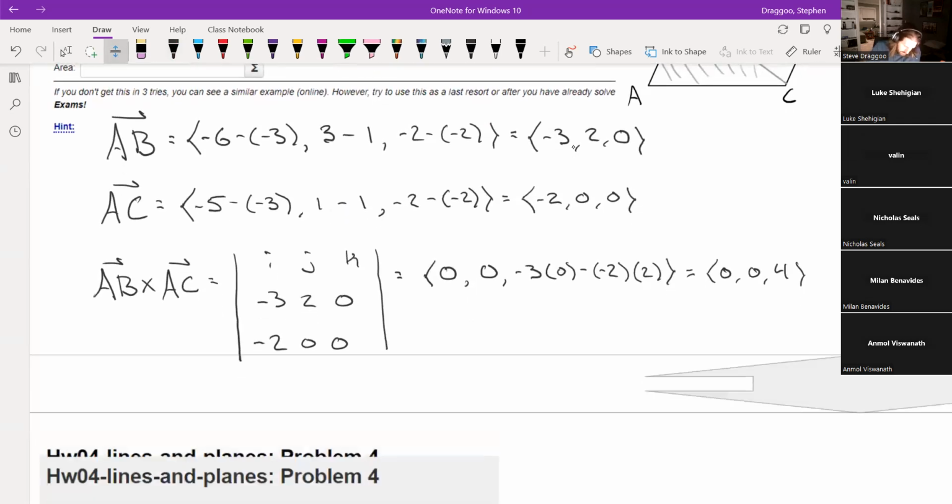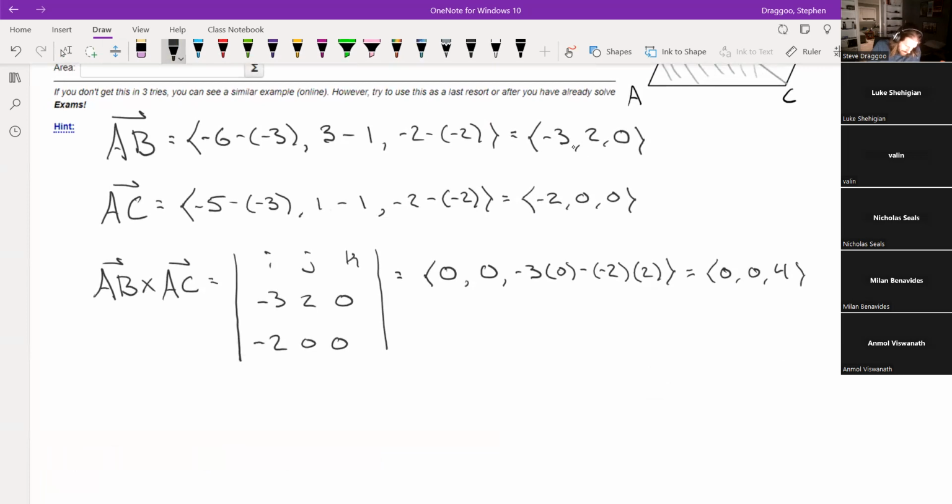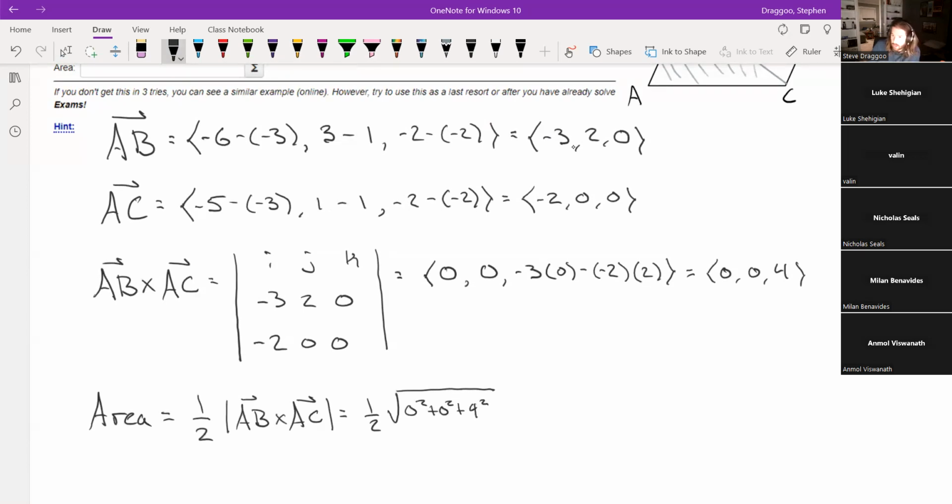So for my last step, just put it all together. The area of this triangle should be 1/2 times the magnitude of AB cross AC, which looks like 1/2 times the square root of 0 squared plus 0 squared plus 4 squared. If you wanted to jump straight to the magnitude, that vector is 4. I think that's completely fine. But for the sake of being complete about my work, I wrote it all in. So 1/2 times 4 is 2. So that triangle has an area of 2.